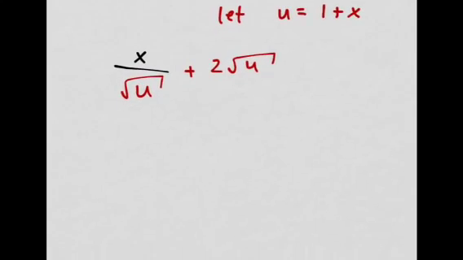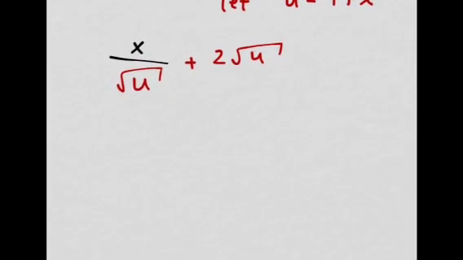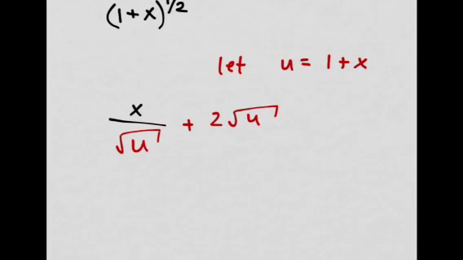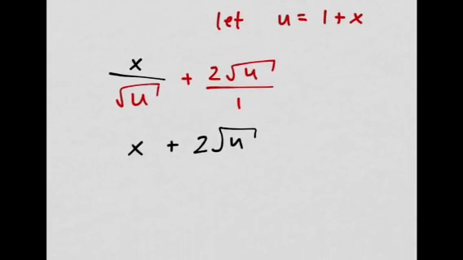Alright. Now, it says to write as a single quotient, I think. Was that what you were saying? Let me see. Instructions were write each expression as a single quotient. Yeah, so we get a common denominator. That's all that means. Here we have a denominator of 1. So it would be x plus 2 whatever. And then this would be over u.